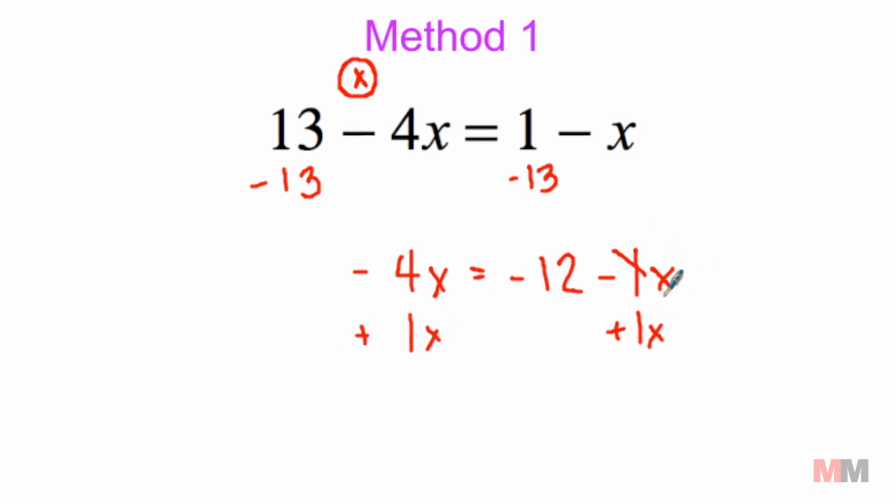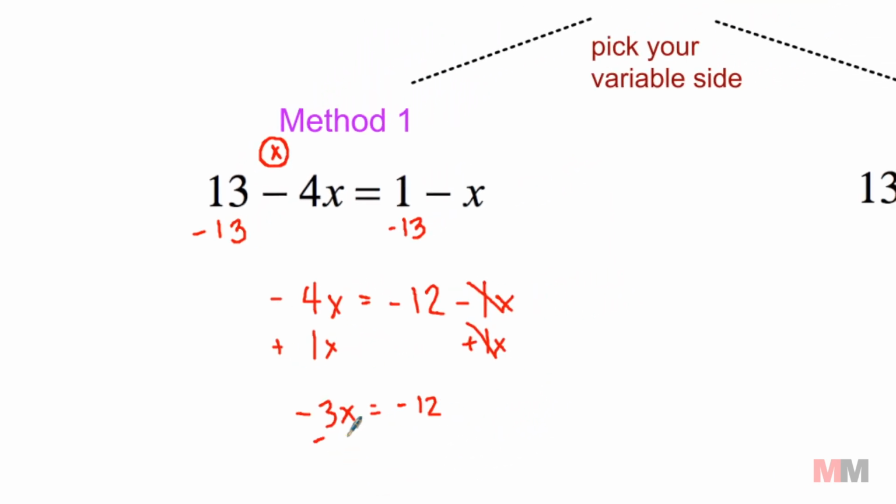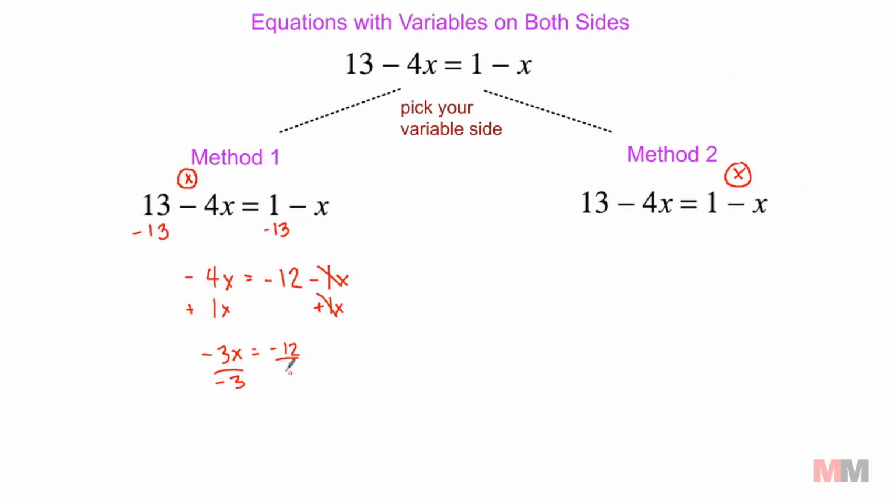That will eliminate it on the right. And now you simplify once again. You got negative 3x equals negative 12. And then divide by negative 3 to get x by itself. x equals 4.